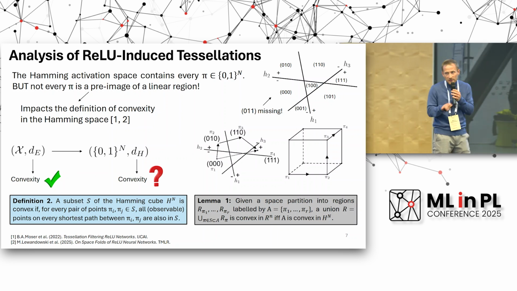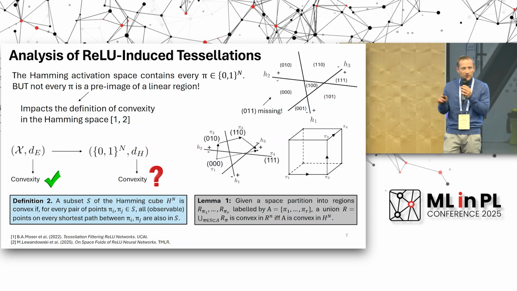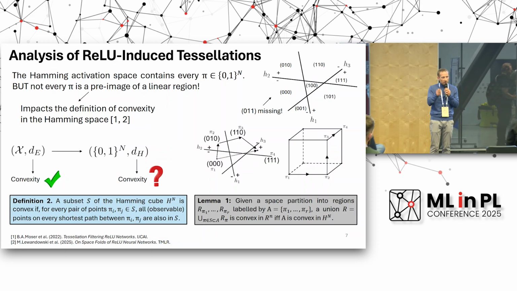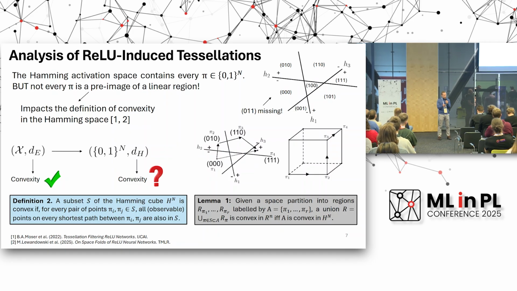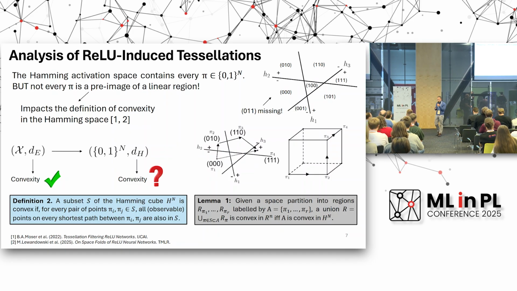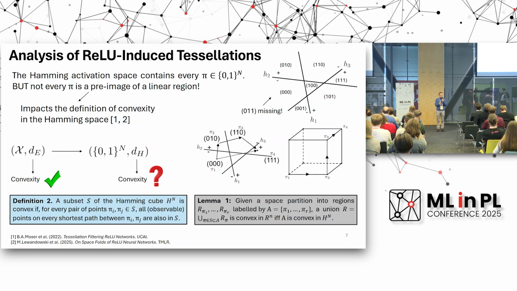So far, it's quite simple. It's a bit of a theoretical construction. I will link it to why it matters for the ML community. But so far, we have established the convexity in the Hamming activation space, and we have linked it to the convexity in the continuous input space. Now, we are interested in quantifying deviations from convexity.